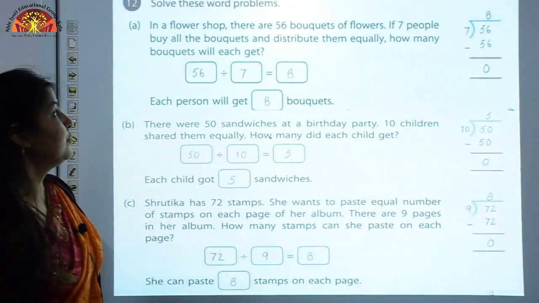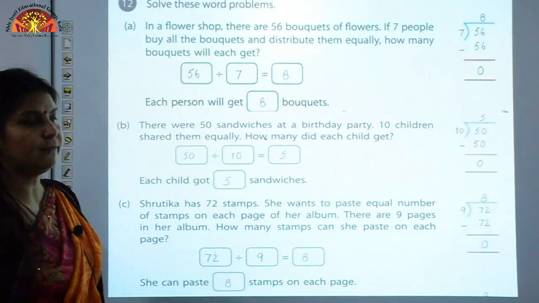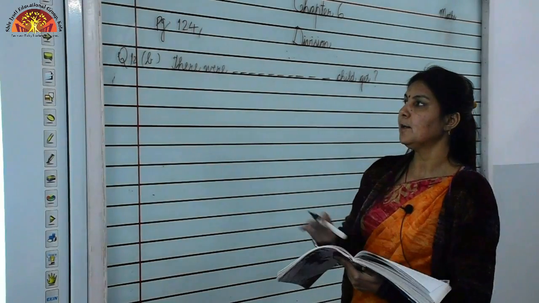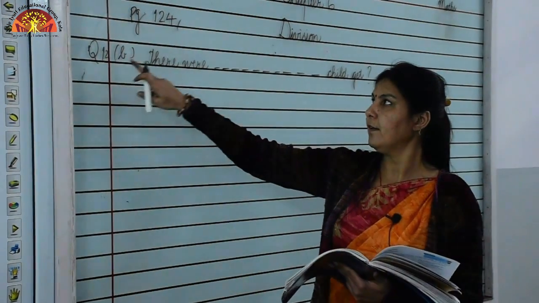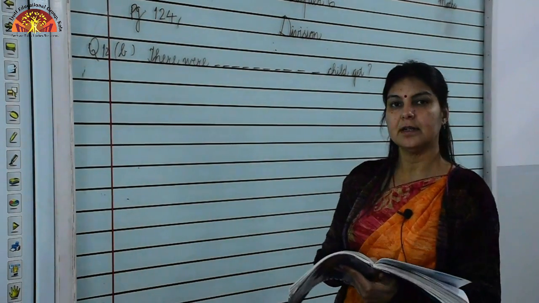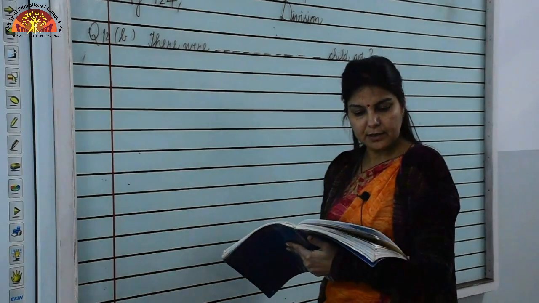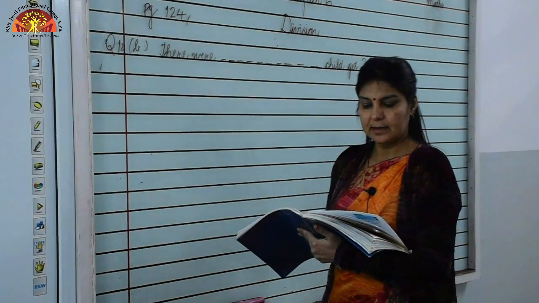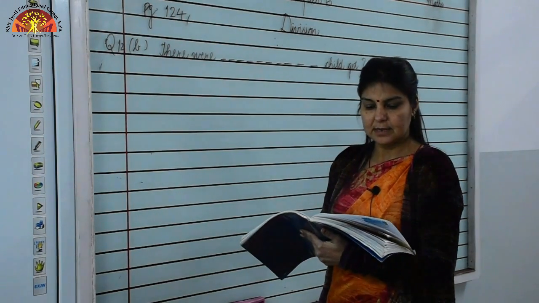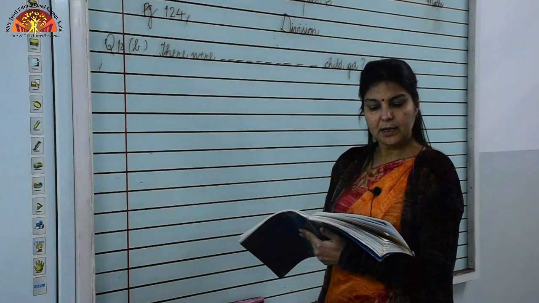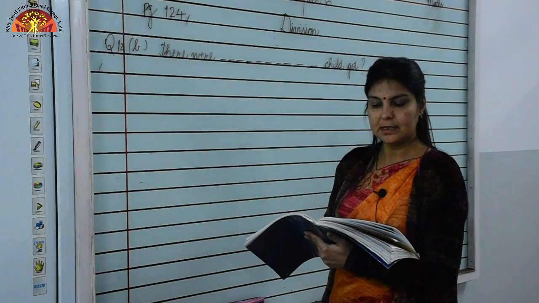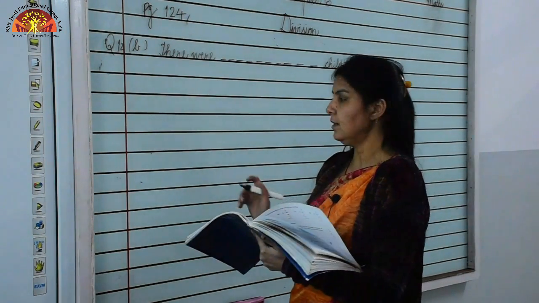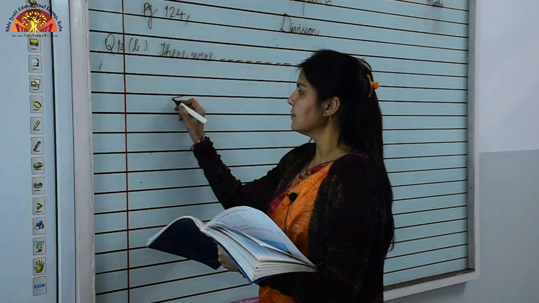Solve these word problems. Now we will solve word problems on the board. So children, we will see B part of question number 12. It is on page number 124. The question is, there were 50 sandwiches at a birthday party. 10 children shared them equally. How many did each child get? So children, how many sandwiches were there? 50 sandwiches.